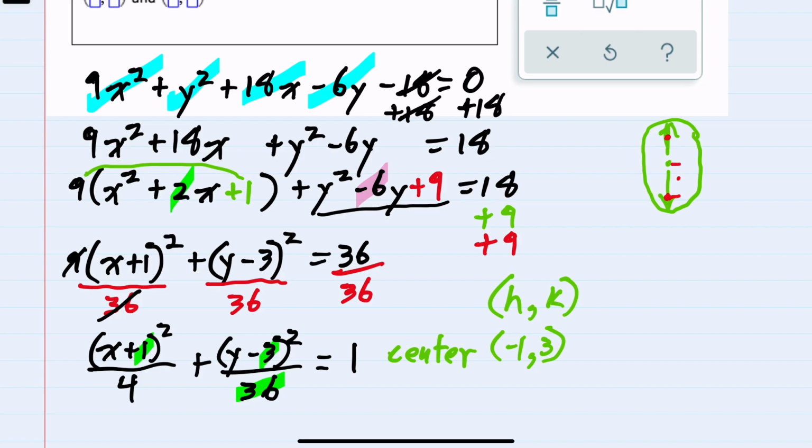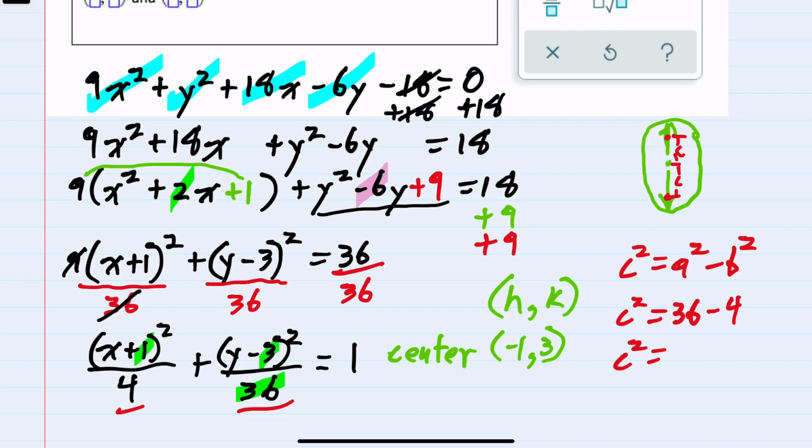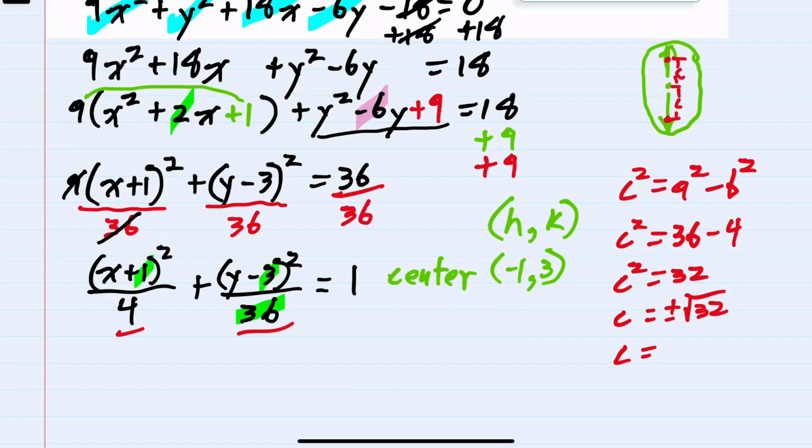And since this distance is c above and below the center, our relationship is that c squared equals a squared minus b squared. So here a squared is 36, b squared is 4. So c squared equals 36 minus 4, which is 32. c would be plus or minus the square root of 32. Since c is a distance, we'll take the positive. 32 simplifies into 16 times 2, so c is 4 square roots of 2.